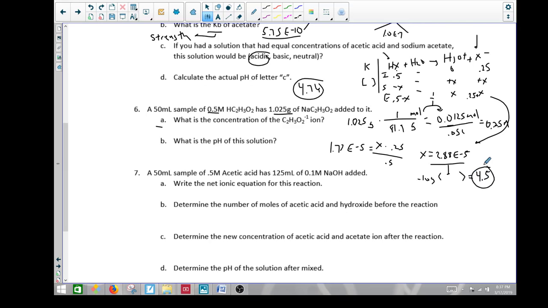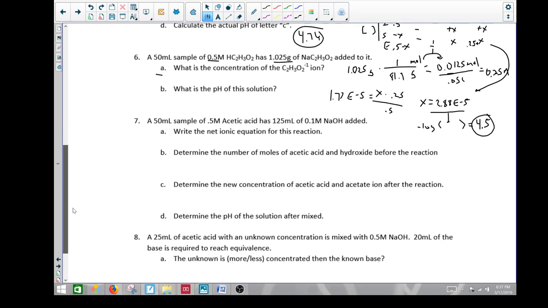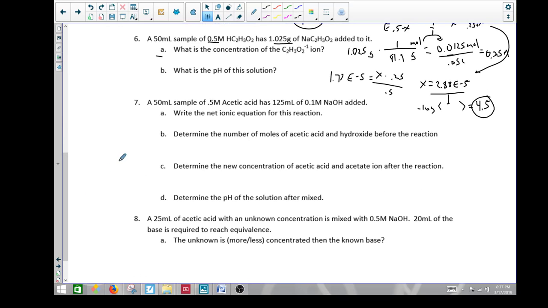All right, also a good example of a buffer. Now again, in this situation, we're going to show all of these examples because they're all possible. So here I have 0.5 molar acetic acid, and I have 1.25 molar, 0.1 molar of the NaOH. So write out the net ionic equation, the net ionic.